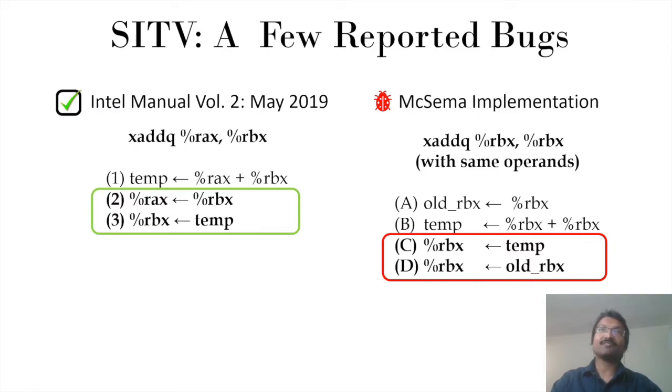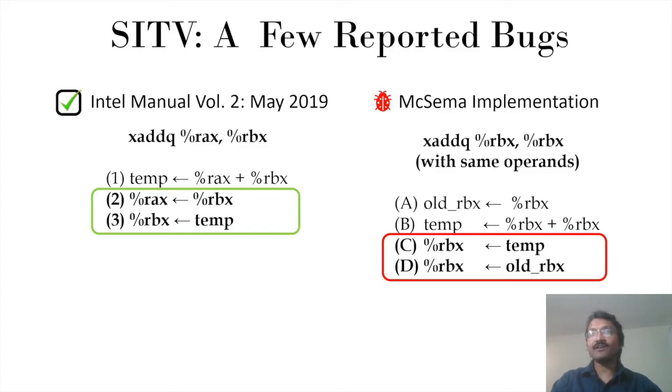On the left, we have the correct version of the exchange add operation as suggested by the Intel manual. In this particular instance, RAX is the source operand and RBX is the destination operand. The two operands are added in step 1. In step 2, the source register is updated with the destination operand. And finally, in step 3, the destination register is updated with the added value.